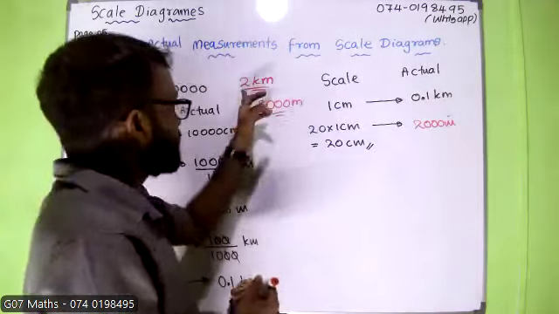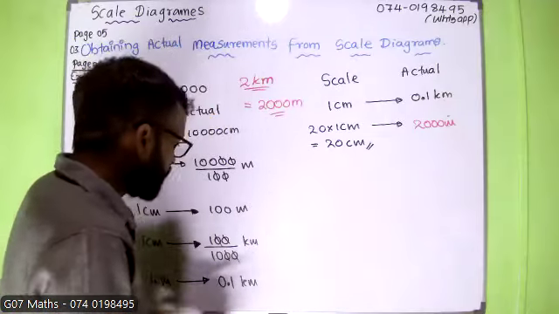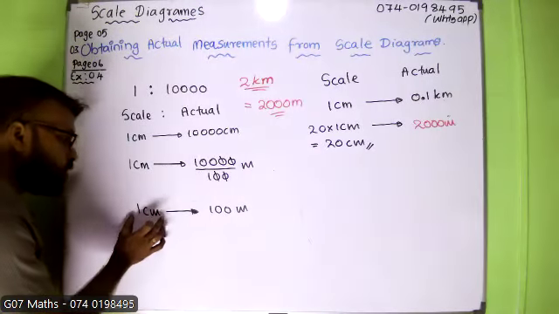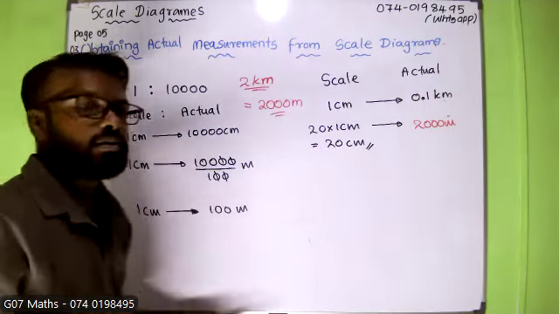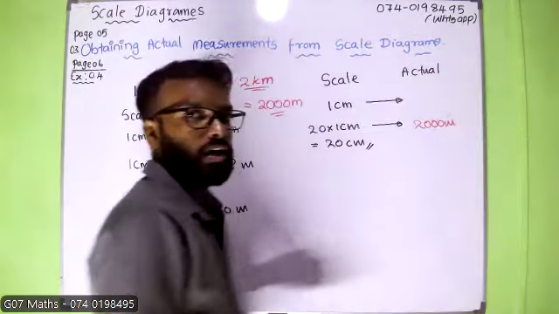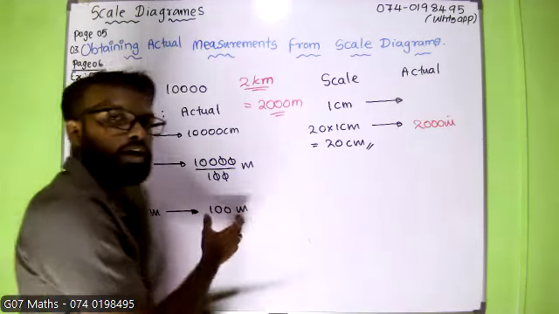2000 meters means 2 kilometers. So I am going to remove this one. Now we have 1 centimeter, 100 meters. Did you understand? By using 1 centimeter, I am going to represent 100 meters.